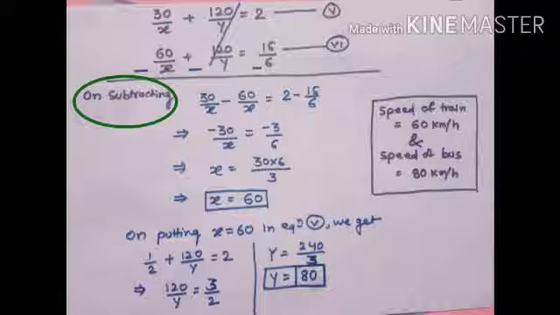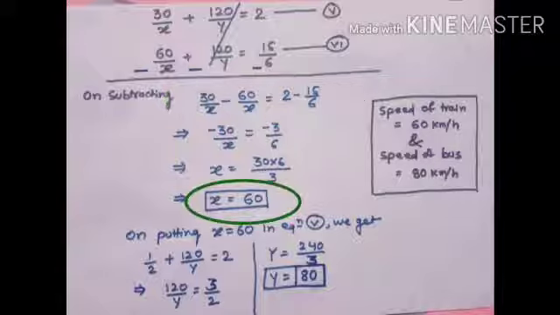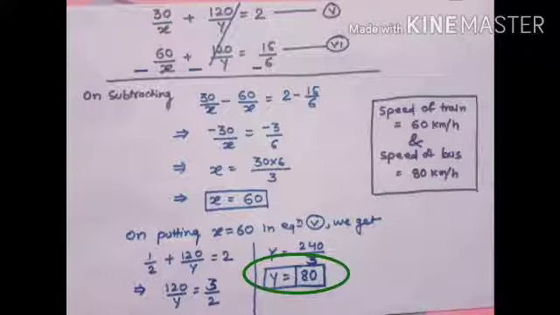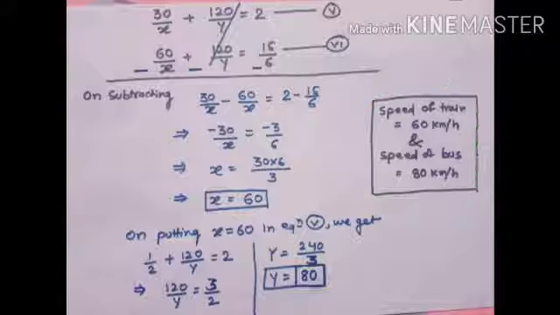And on subtracting, the term containing y will be cancelled out after changing the sign as we are subtracting these two equations, and finally we are left with 30 divided by x minus 60 divided by x equal to 2 minus 15 by 6, and on solving finally we will get the value of x as 60, and on putting this value of x as 60 in equation 5 we get the value of y as 80. Now we are in position to say that the speed of train was 60 km per hour and the speed of bus is 80 km per hour.